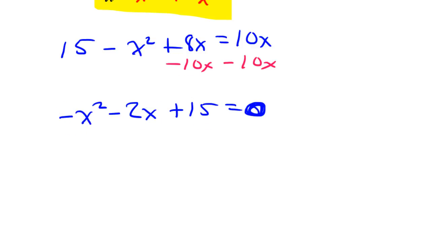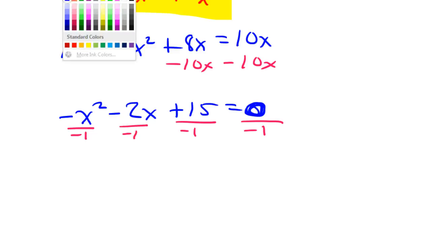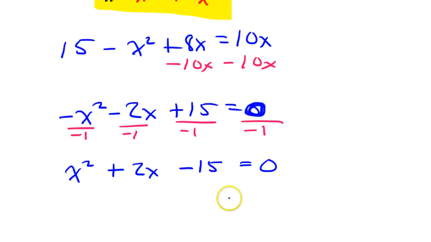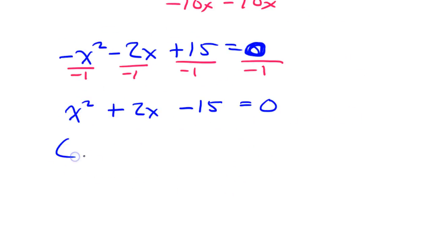Another way to think of it is you're allowed to divide both sides of the equation by any number other than 0. So I'm going to divide the left side of the equation by negative 1, and I'm going to divide the right side of the equation by negative 1. I'm just going to divide through by negative 1. That's allowed. So that's going to give me x squared plus 2x minus 15 is equal to 0. Now I'm going to try to factor it.